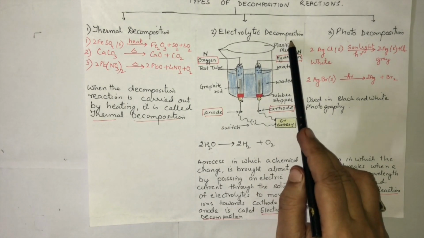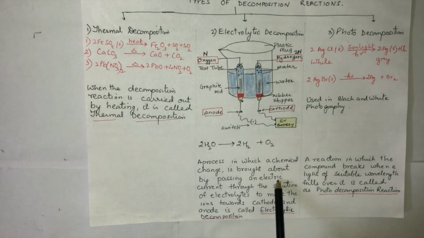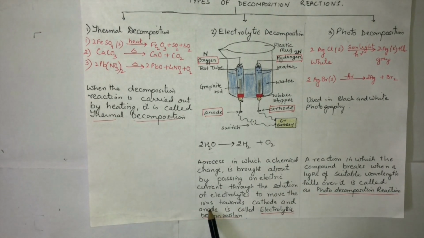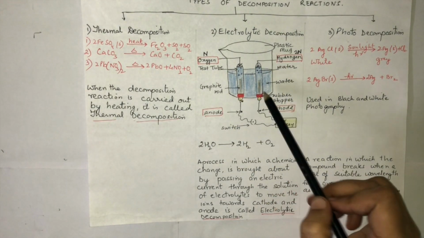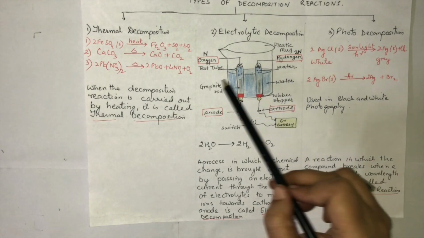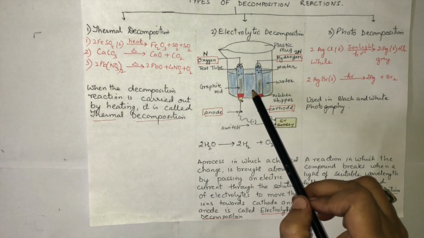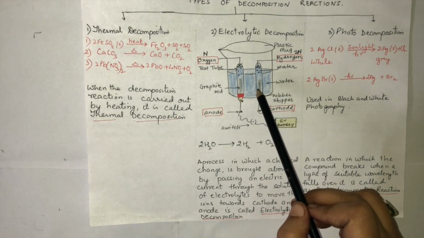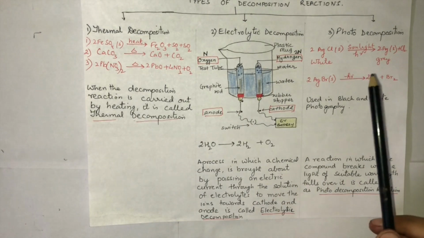What is the definition of electrolytic decomposition? A process in which a chemical change is brought about by passing an electric current through the solution of electrolytes to move the ions towards cathode and anode is called electrolytic decomposition. Now when you do this setup, in case you are not able to see the hydrogen and oxygen bubbles at anode and cathode, simply put one pinch of salt in it. As you put salt in it, it will become an electrolytic solution. Then you will see the reaction will take place very fast.